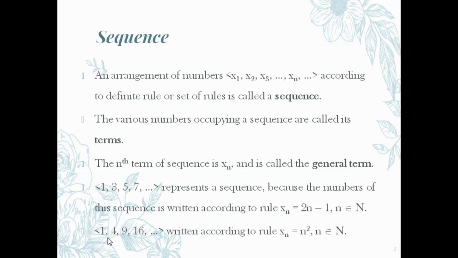Another example is 1, 4, 9, 16. This is also a sequence because here the numbers are written according to the rule xn equals n square. If n is equal to 1, then x1 equals 1. N equals 2, then x2 equals 2 square, that is 4, and so on. So this is also a sequence. Here n is also a natural number.